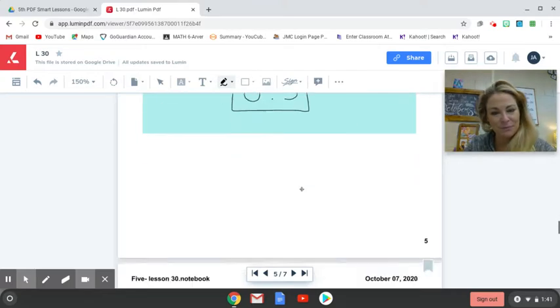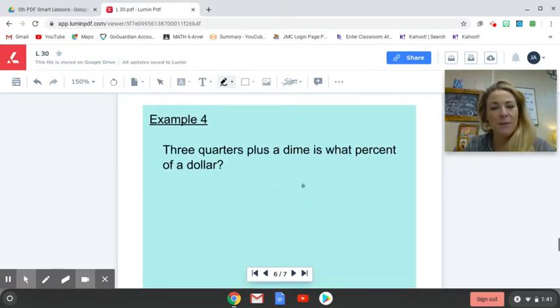Okay. One more example here. 3/4 plus a dime is what percent of a dollar? So first of all, let's just stop and think of what amount of money that would be. 3/4, so 3/4 would be 75 cents plus a dime. 75 cents plus 10 more cents brings us, of course, to 85 cents. 85 cents is what percent of a dollar?